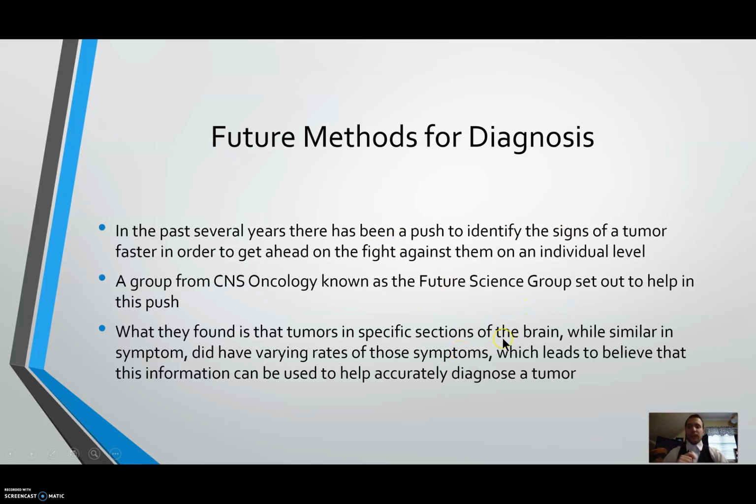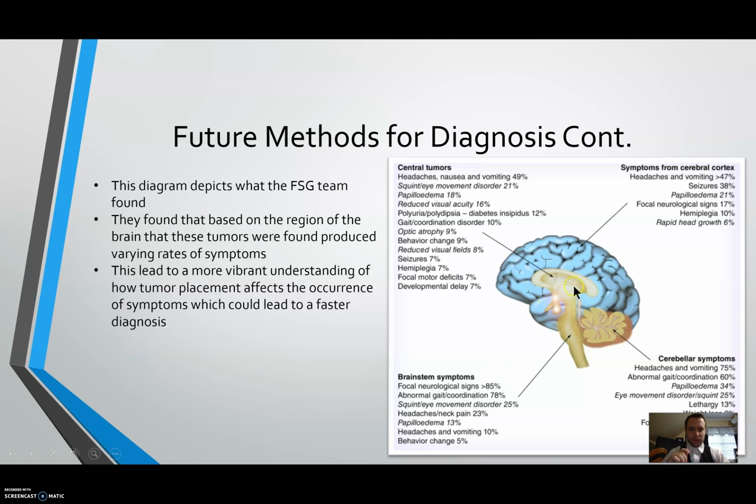Future methods for diagnosis. There's a CNS oncology group known as Future Science Group, and they've been pursuing a way to identify tumors based on regions of the brain, not just the lobes, but like the regions. So I got one of their graphics from their study. I think it's kind of useful. Like I said, this is going to be in this PowerPoint for you if you want to save this document. But basically, I'm not going to read them all, but it breaks down what types of symptoms you're going to see with different areas. Like if it's a central tumor, you're going to see all of these different ones, and that's going to be a percent based on how many out of all the symptoms you're going to get, this is the most common symptom for this region of the brain. I hope that makes sense.